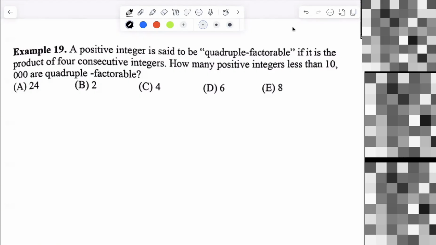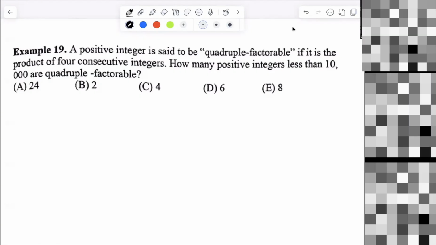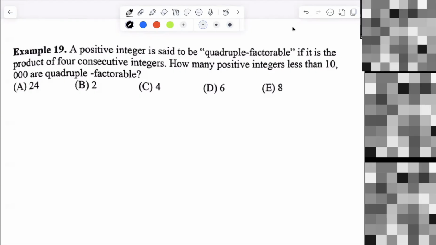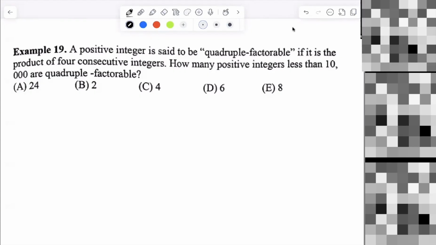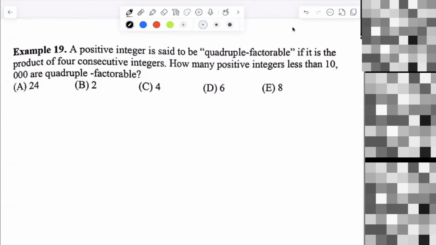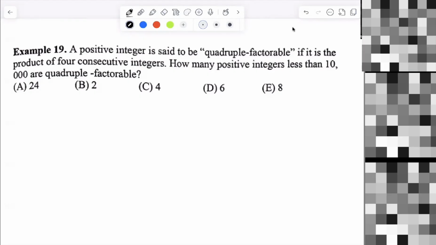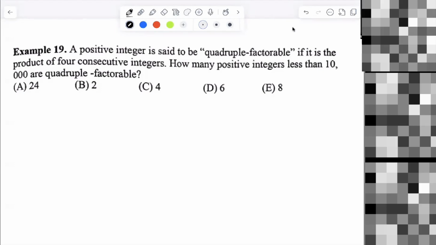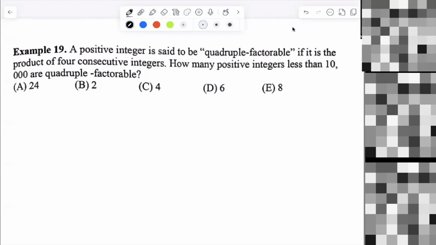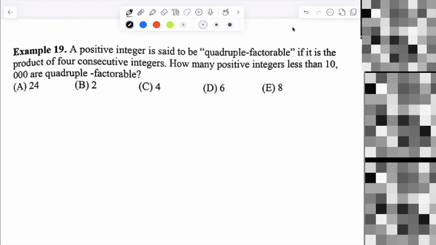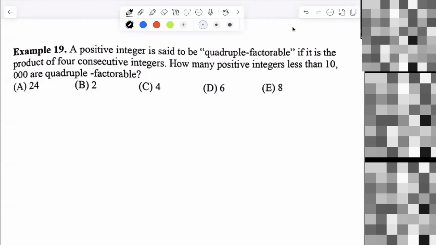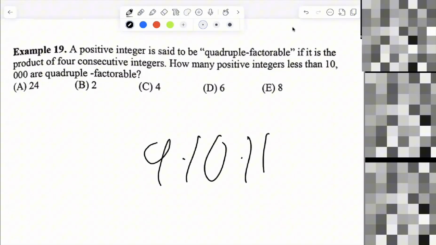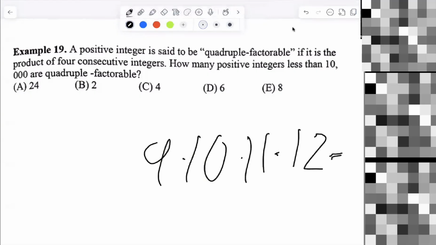Example 19. A positive integer is said to be a quadruple factorable if it is the product of four consecutive integers. How many positive integers less than 10,000 are quadruple factorable? Well, the key thing to notice here is that we want the four consecutive integers to be less than 10,000. So this means that it should be around 10, since 10 to the fourth is actually 10,000. So if we take 9 times 10 times 11 times 12, this gives you 11,880.